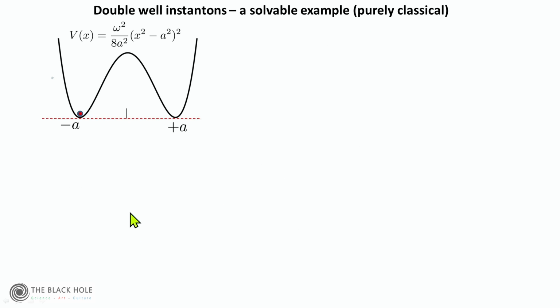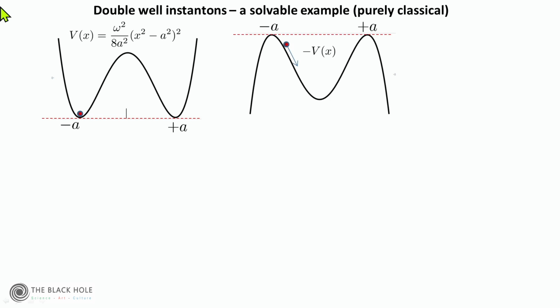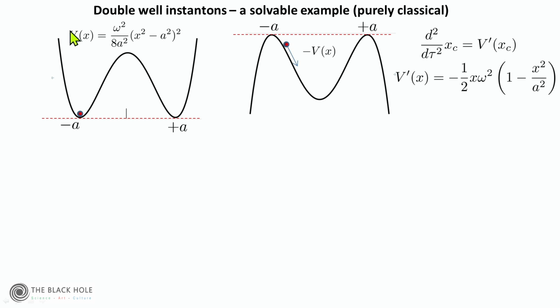And now, instead of talking generally, let me take this specific potential. V of x is equal to this. When I invert it, it's that. You've seen all these equations. Here, I've taken the derivative of V. V prime is equal to this. So you can see that when x is equal to plus or minus a, this is equal to 0. So the derivative is 0 over here and is 0 over here.